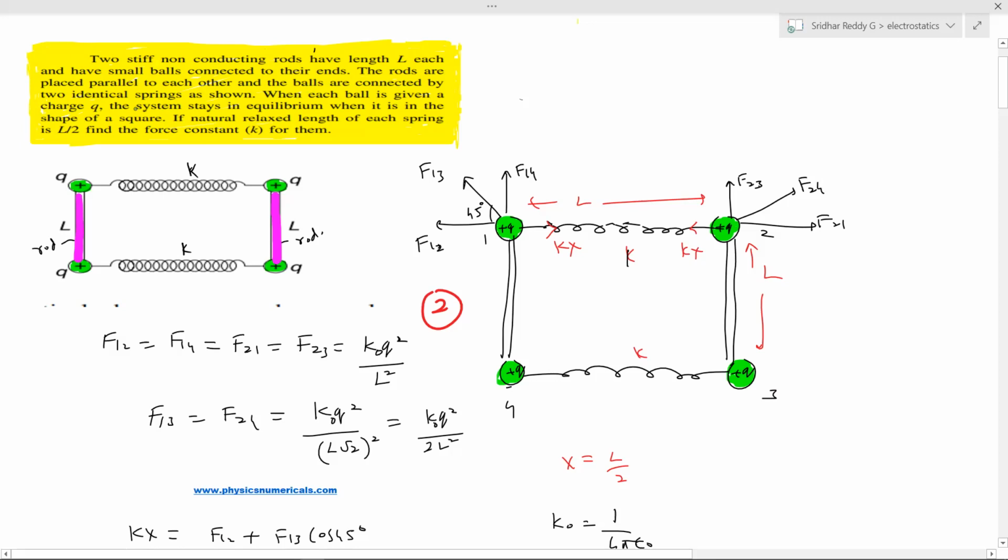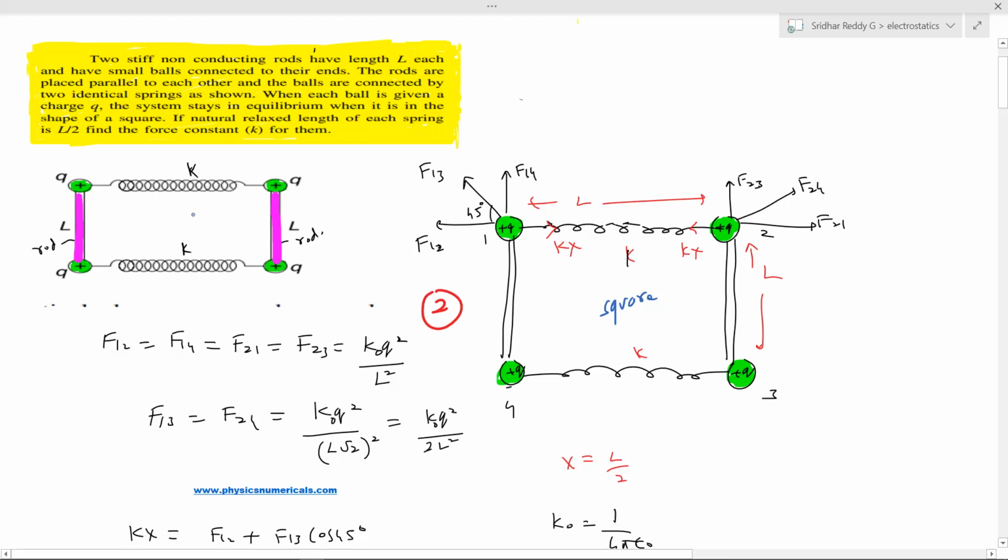and the balls are connected by two identical springs as shown. So these are the identical springs. When each ball is given a charge Q, the system stays in equilibrium when it is in the shape of a square. So here is the square I have. If the natural relaxed length of each spring is L/2, find the force constant K for them. Okay, I think you got it.